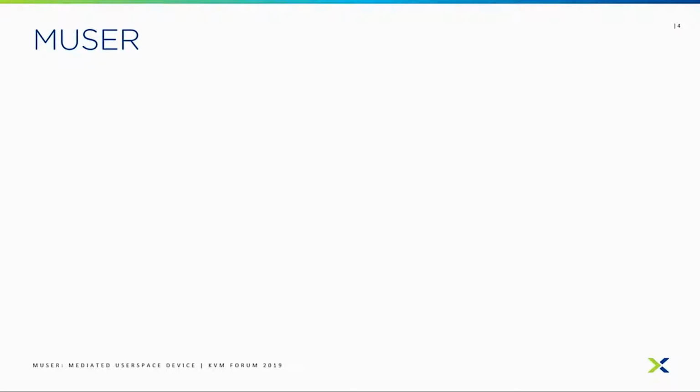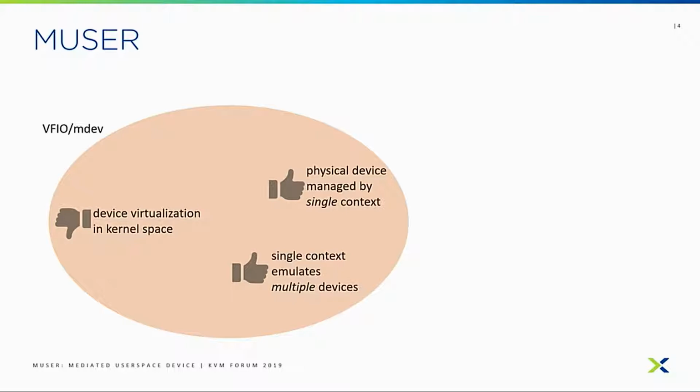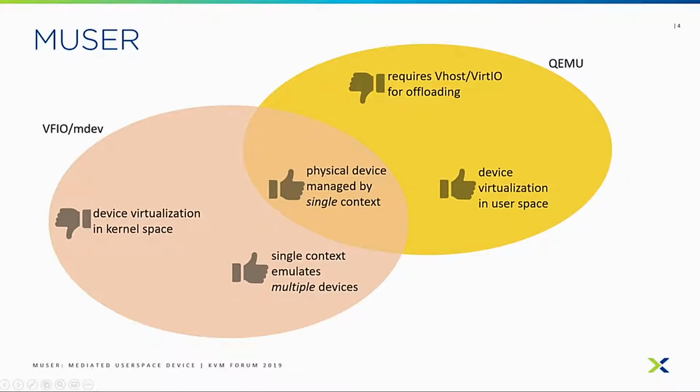Let's look at the complete picture. vfio mdev allows us to virtualize a device in the kernel, and by virtualize we mean either provide SRIOV capabilities for a physical device that does not support SRIOV, or emulate a device from a single context, which allows for efficient polling. However, as we said, moving device emulation in the kernel has its drawbacks. Now, QEMU allows us to emulate a device in user space. But unless we use vhost-user and virtio, we cannot emulate multiple devices from a single process in the hypervisor, and this makes polling prohibitively expensive.